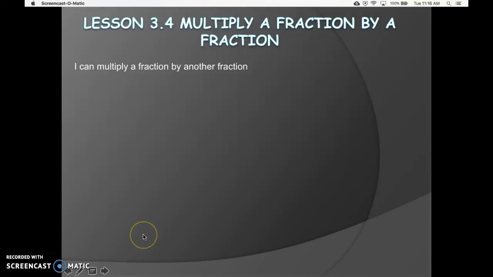All right, we're moving on to lesson 3.4. We're going to be multiplying a fraction by a fraction. Make sure you write the lesson number and the I can statement. I can multiply a fraction by another fraction.